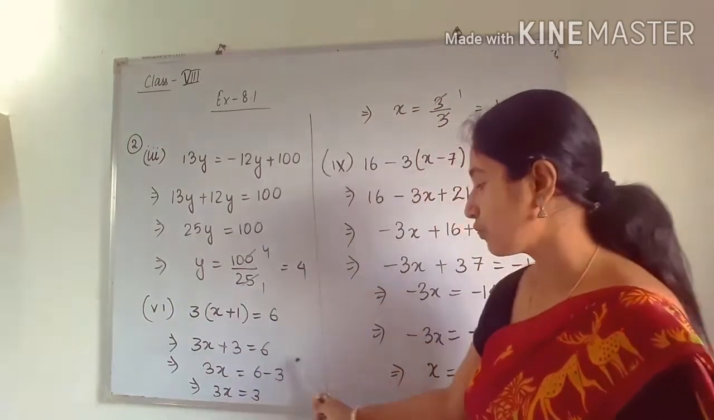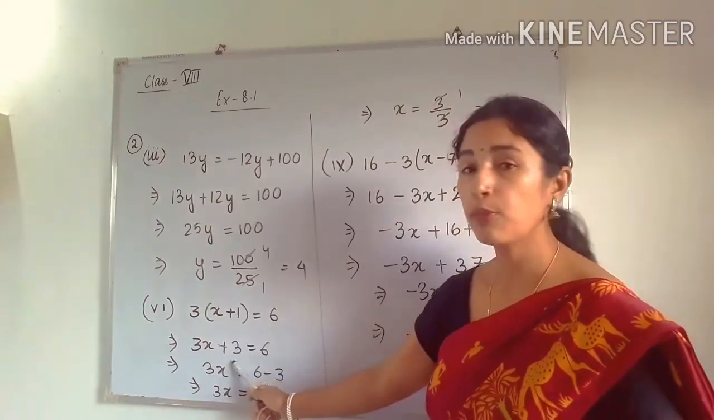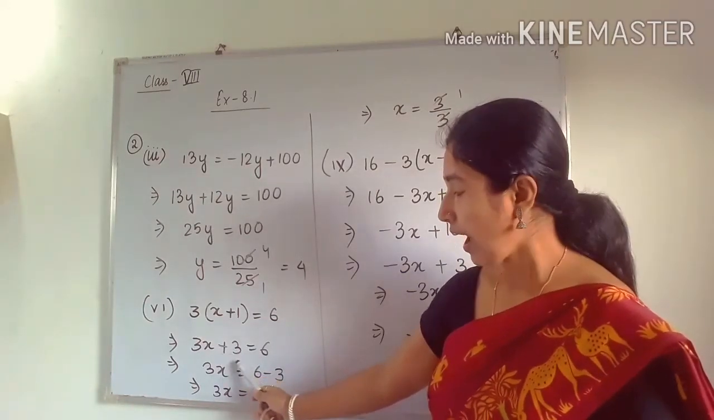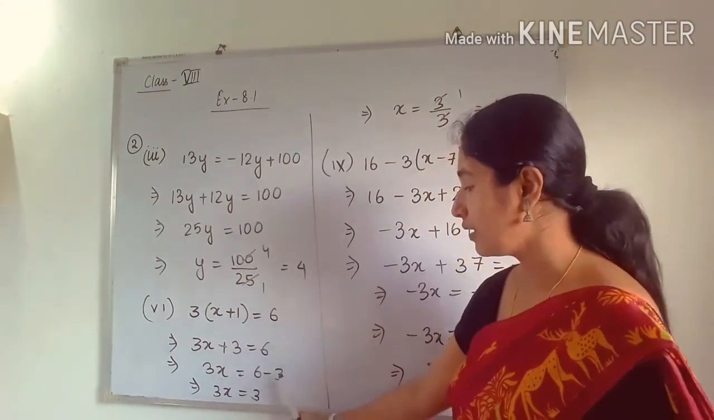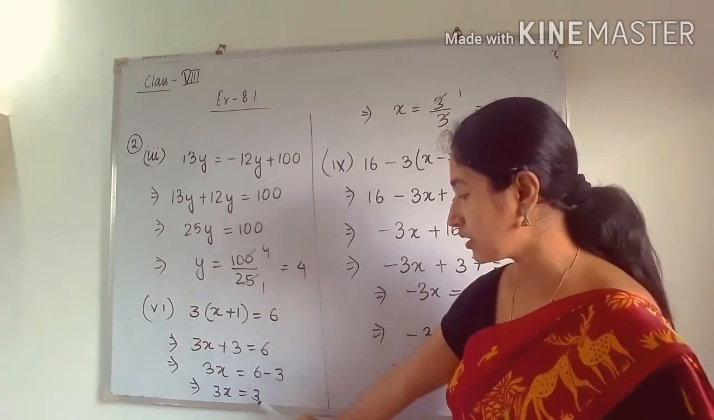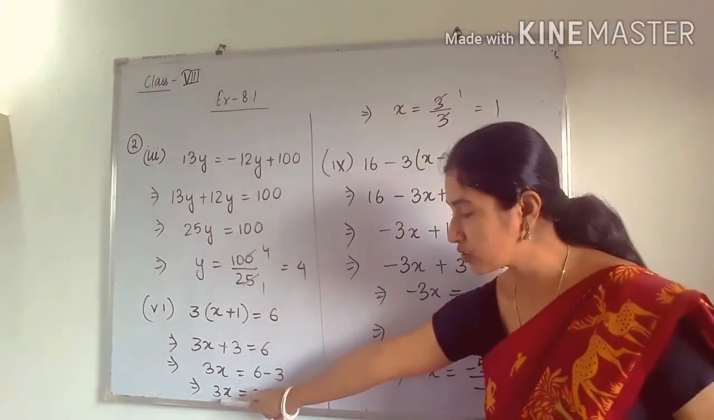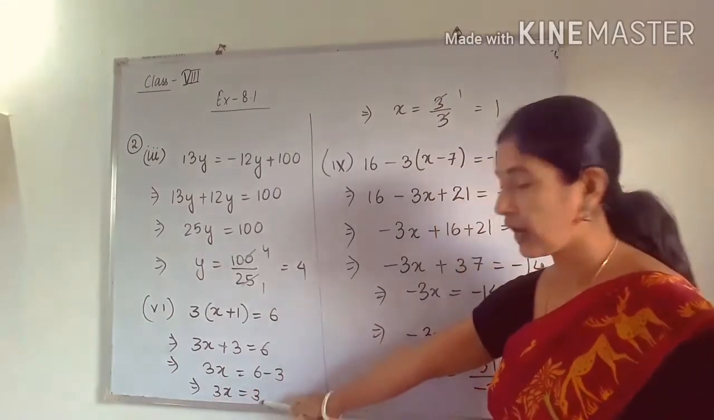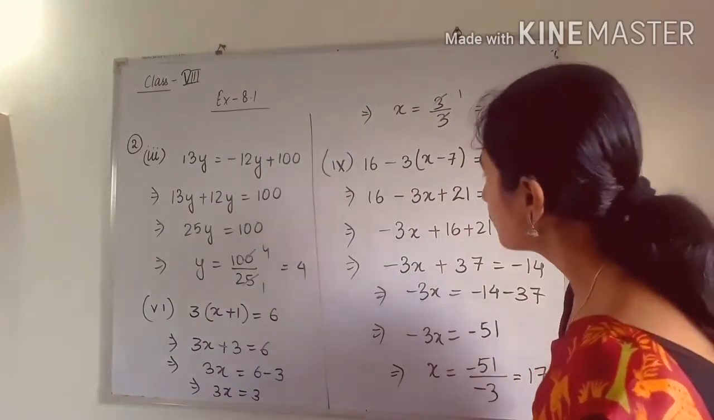So 3 is transposed to that side. So here 3 is a positive integer. Here it is added to 3x. So when we transfer 3 to that side, it will get subtracted, okay, from 6. So 6 minus 3 will be 3. Here it is 3x. So now 3 is multiplied with x. So when we transfer this 3 to the right hand side, it will get divided. So see the answer, this will be 1.